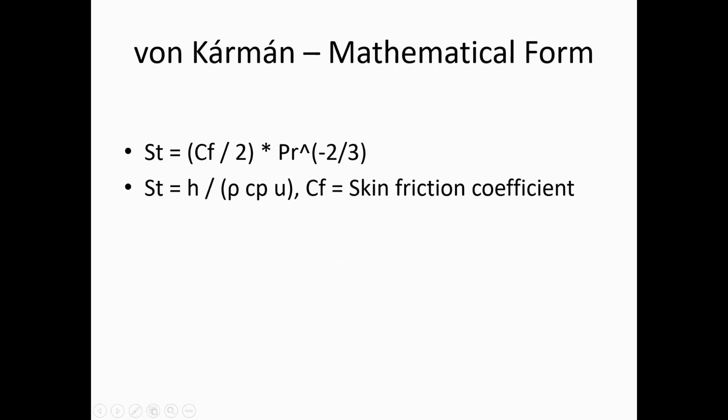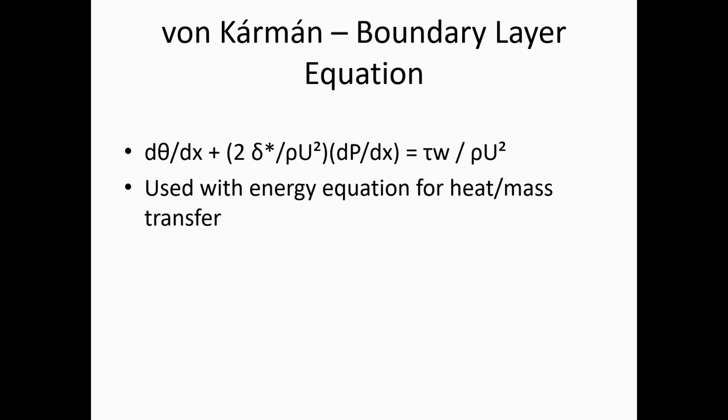So St, which is the Stanton number, equals Cf by 2 into Prandtl number to the power minus 2 by 3. The Stanton number is h by rho Cp u. This is the Stanton number for heat transfer, and here Cf is the skin friction coefficient. Then moving forward, d theta by dx plus 2 delta into rho divided by rho u squared into dp by dx equals tau_w by rho u squared. It is used with the energy equation for heat or mass transfer.